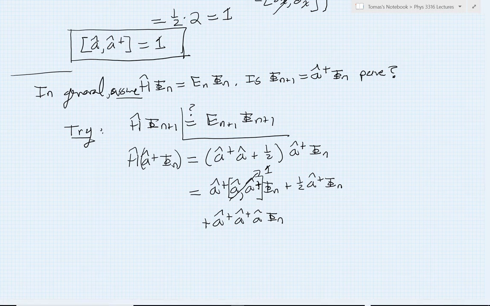Another way of thinking about this is to try to group things in a clever way. If we look at all the terms that we have, they all start with an a hat dagger, and they all end with a phi n.